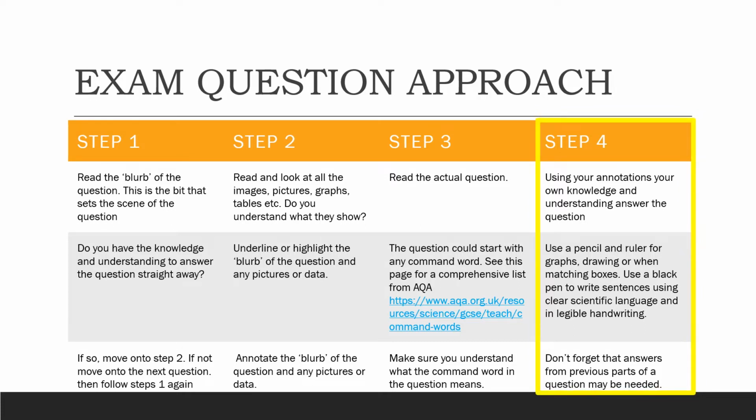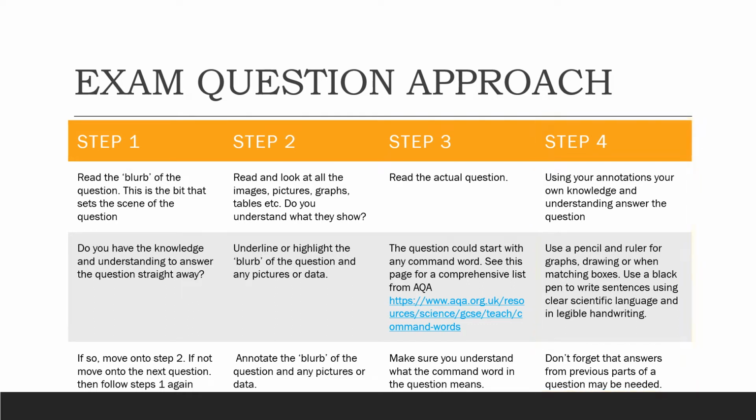Remember, you do not have to write in detailed essays for extended response type questions. You can write using clear bullet points, labeled diagrams, in tables or flowcharts. It is advisable to use a pencil and ruler to plot and draw graphs, and especially to use a ruler for accurate measuring of data on any graphs. Use black pen to write your responses using clear scientific language and legible handwriting. Lastly, don't forget that answers from previous parts of the question may be needed in later parts of the question.